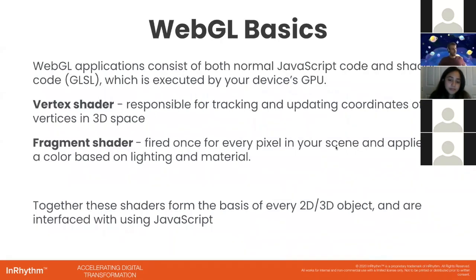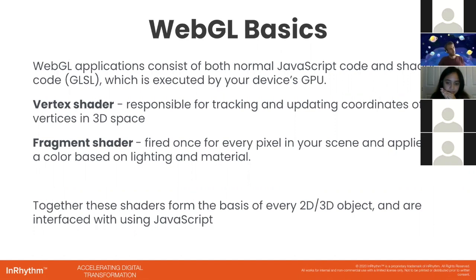So, the basics of a WebGL application: it consists of both normal JavaScript as well as shader code, or GLSL, which stands for Graphics Library Shading Language, I believe. That code is what's executed by your device's GPU. In a WebGL application, you've got two bits of GLSL code: your vertex shaders and your fragment shaders.